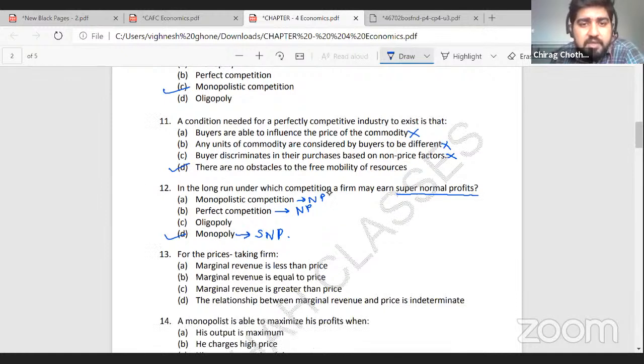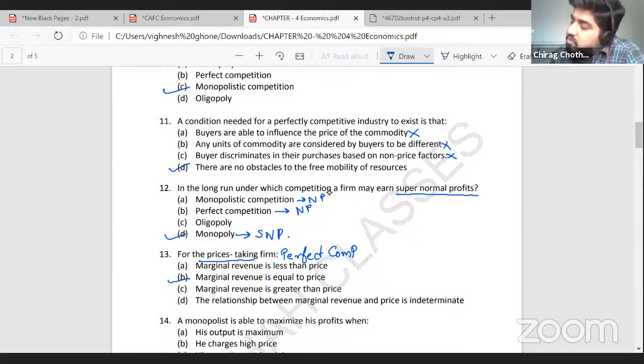So D is right. For the price taking firm, price taking means what? Perfect competition. Okay. So whenever the questions come, first of all, evaluate the question and then try to find out the correct answer. So for price taking firm, that is perfect competition. Marginal revenue is less than price. Nah. Marginal revenue is equal to price. Yes, we do agree to that. Marginal revenue is greater than price. No. The relationship between marginal revenue and price is indeterminate.